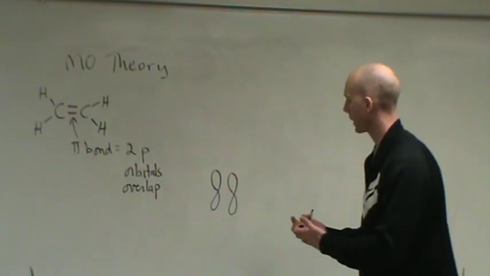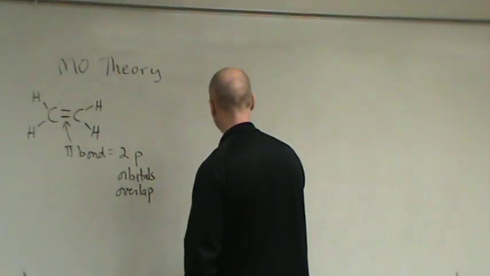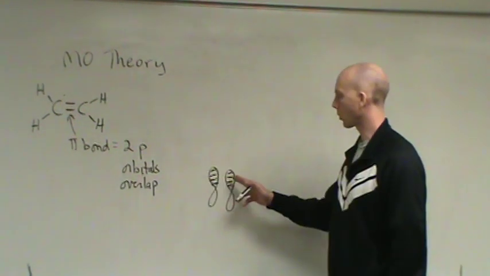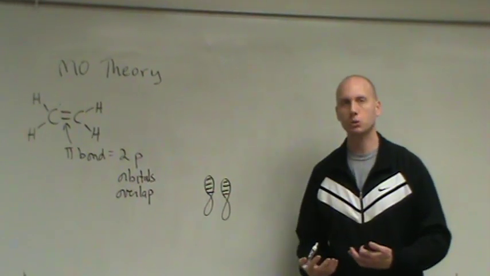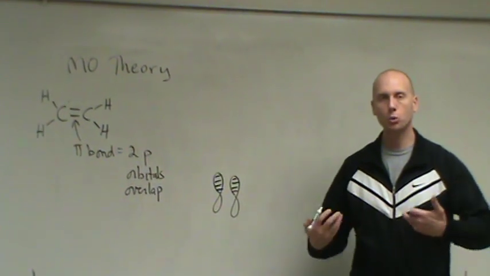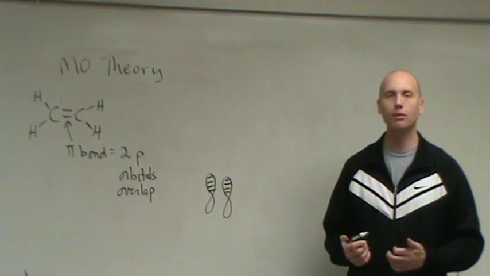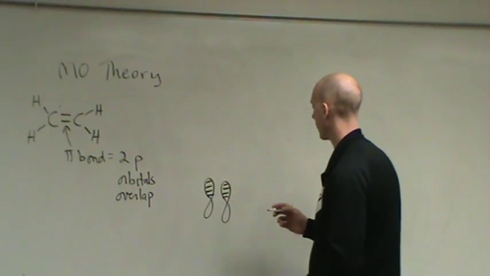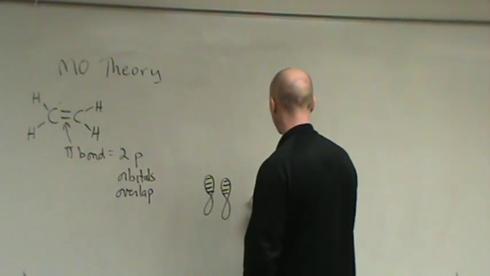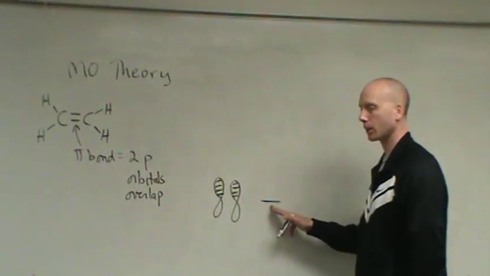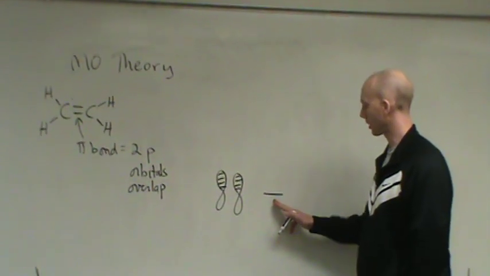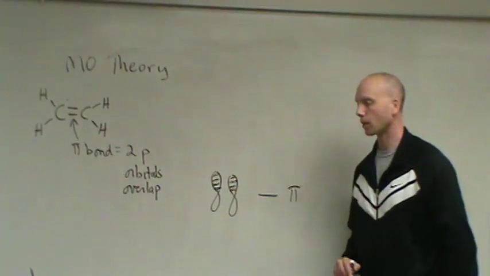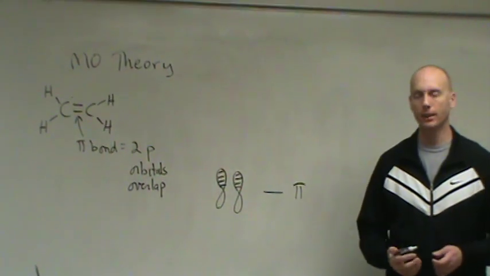Well, one way that we can show these phases is for both phases to be on the same side. So we're saying that these 2 p orbitals are overlapping in phase. And when they overlap in phase, we create a molecular orbital slot for our electrons that we're going to call a pi bond.